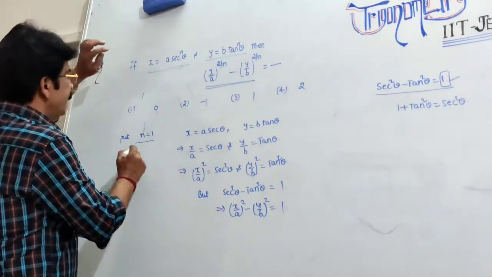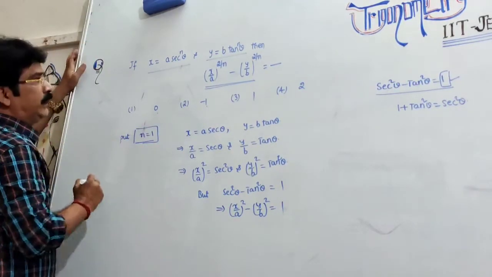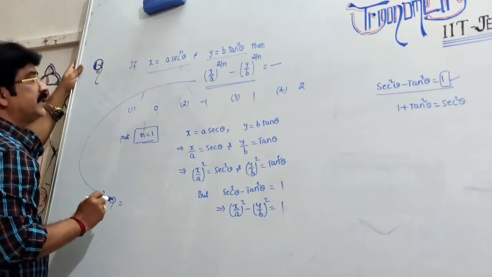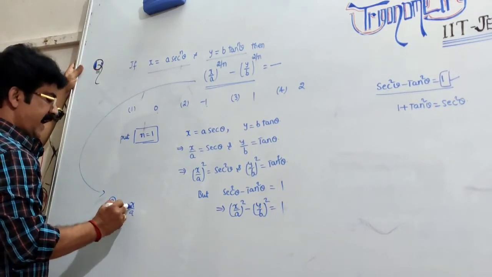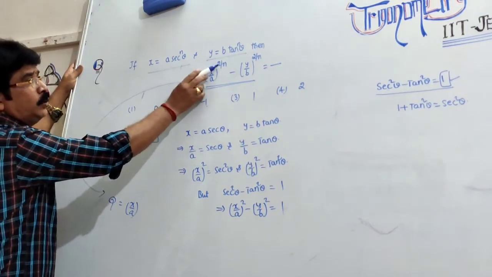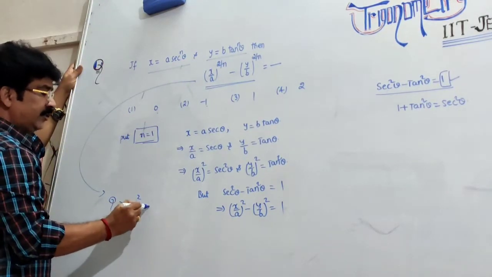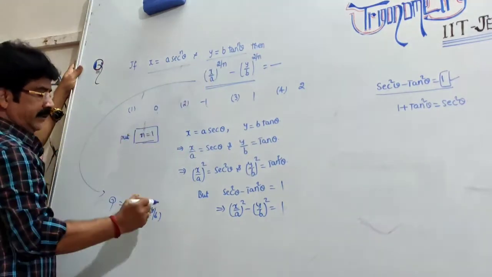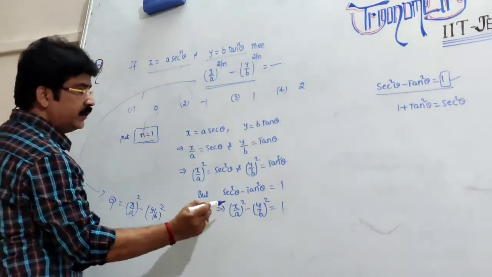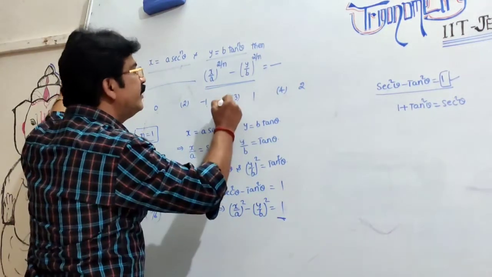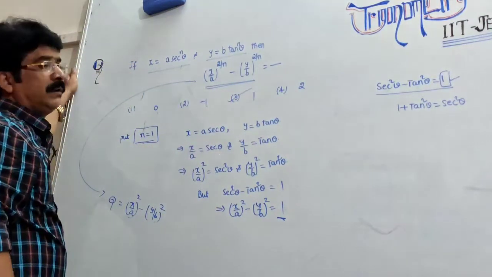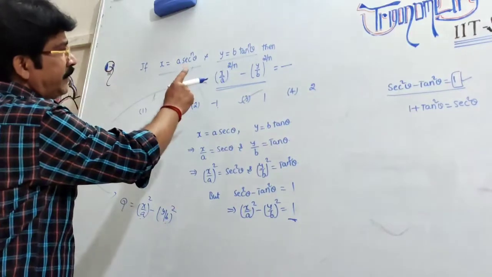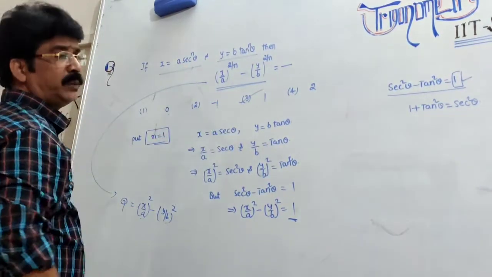So we took n is equal to 1. Then the equation becomes (x/a)^(2/1), that means 2, minus (y/b)^(2/1), that means 2. This value, what is it? 1. Where is 1? It is in the third option. What does it mean? Without loss of generality, for all values of theta, that is equal to 1.